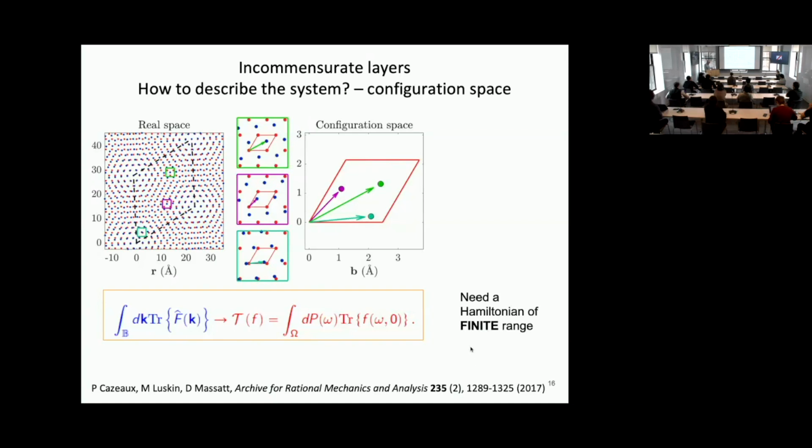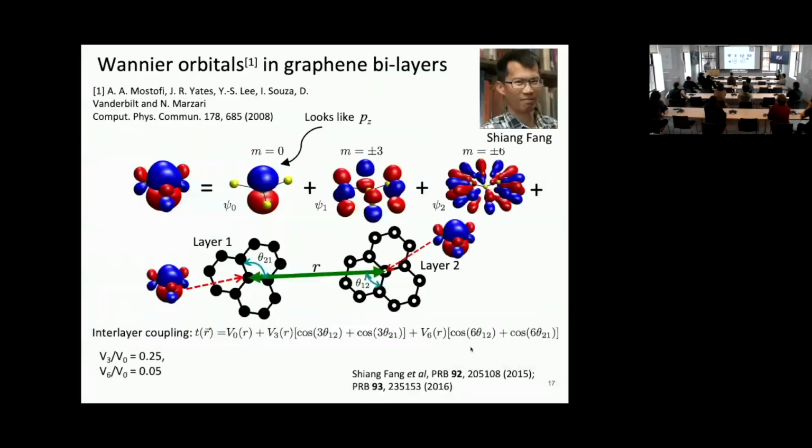But of course, in order to describe the system in terms of local environments, you would need a Hamiltonian that has finite range. And we worked quite hard to produce such a Hamiltonian. I don't want to go into a lot of details here, just to give you a sense of what's involved. So this is called Wannier states, and you can do this using these wonderful tools that David Vanderbilt and Nicola Marzari and collaborators have developed.